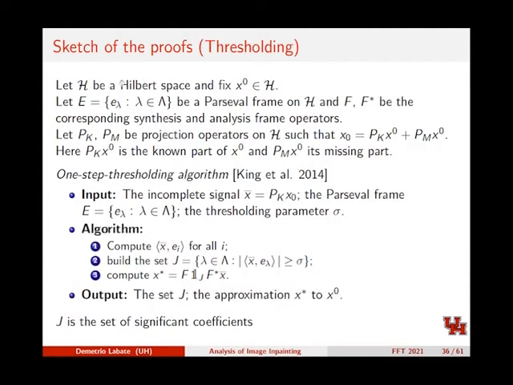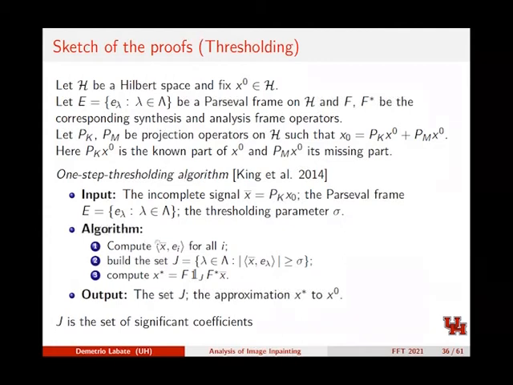So as you remember, we are working in Hilbert space. E denotes my Parseval frame, F and F star are the frame operators, and P_K and P_M are the projections. P_M is the projection onto the mask, and P_K is the projection onto the orthogonal complement. So how does the thresholding work?